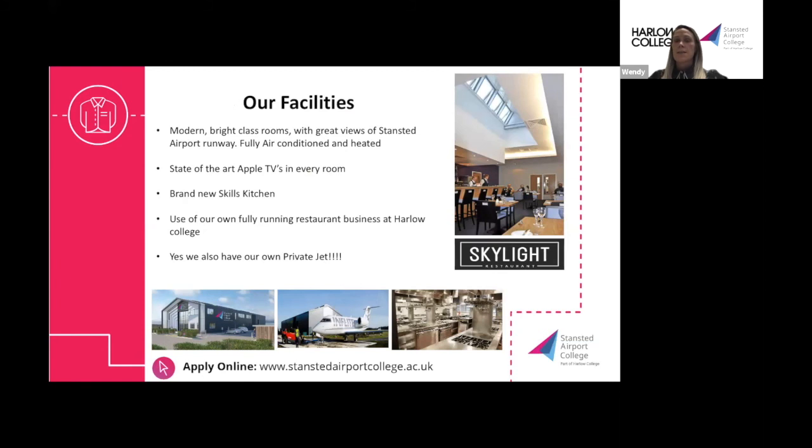We have fantastic facilities at the college. We have very modern, bright classrooms, which feature sofa seating and high desks. And all rooms are fully air conditioned and heated. We have state-of-the-art Apple TVs in every classroom and a brand new skills kitchen, which is equipped with the finest equipment. We also have use of our very own facility over at Harlow College and a fully running restaurant. And most important, I think, we have our own private jet in our car park. Next slide, please.